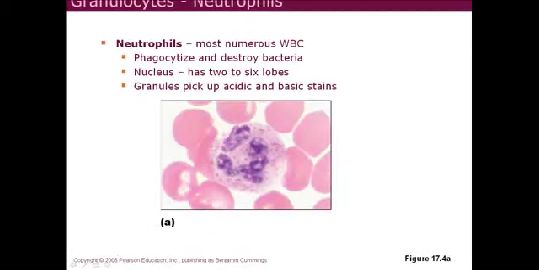So now we're going to go through these. The neutrophils are the most numerous. They phagocytize, which means they engulf or eat, and destroy bacteria. Neutrophils, bacteria. The nucleus has these lobes in it. This is how it's identified on a slide. These lobes here. The granules right here pick up acidic and basic stains. So that's what that looks like.